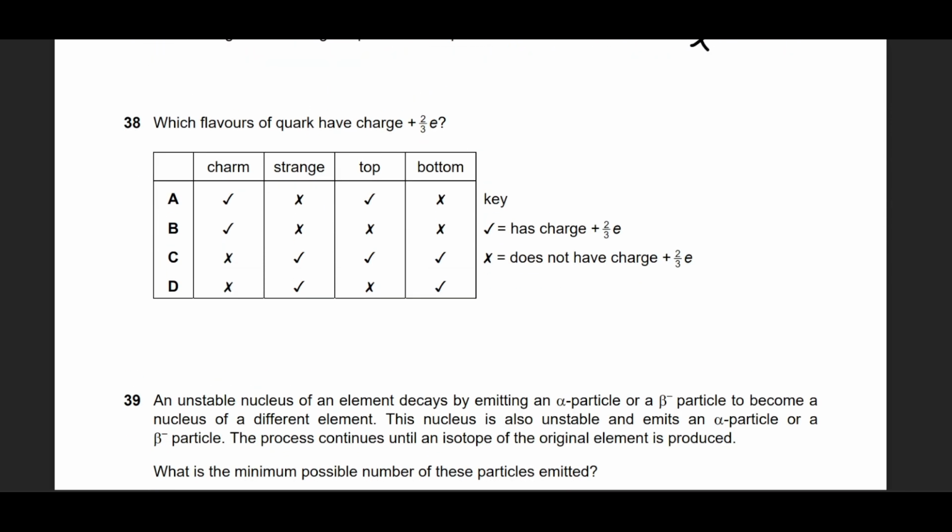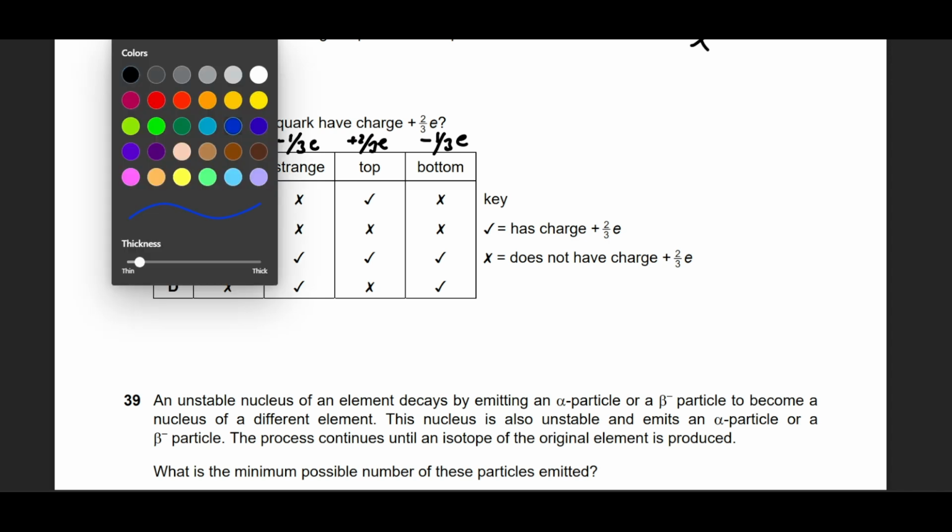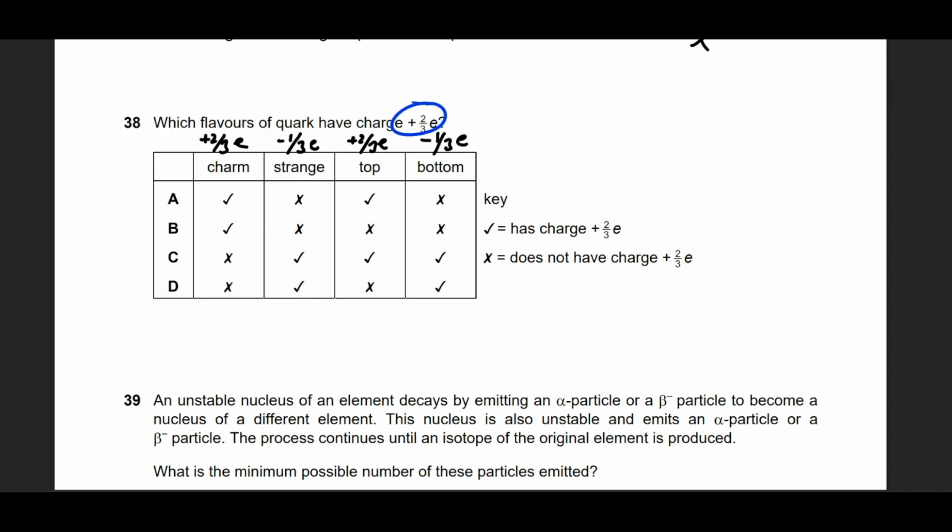38. Which one has 2 by 3? Charm is plus 2 by 3 e. Strange is minus 1 by 3 e. Top is plus 2 by 3 e. Bottom is minus 1 by 3 e. So which ones represent plus 2 by 3 e? Charm does and top does. The other two don't. So option A is the correct answer.